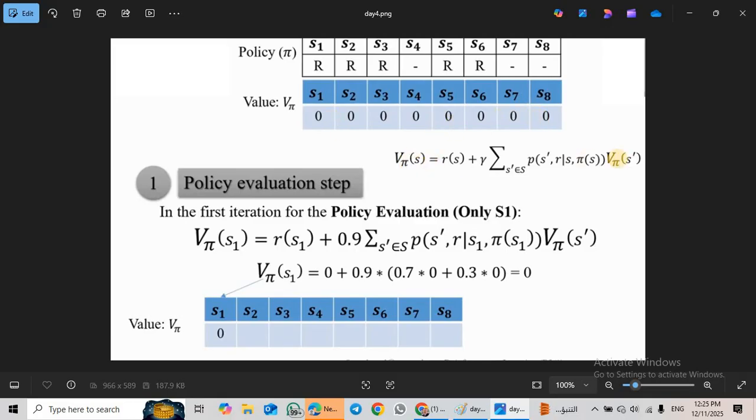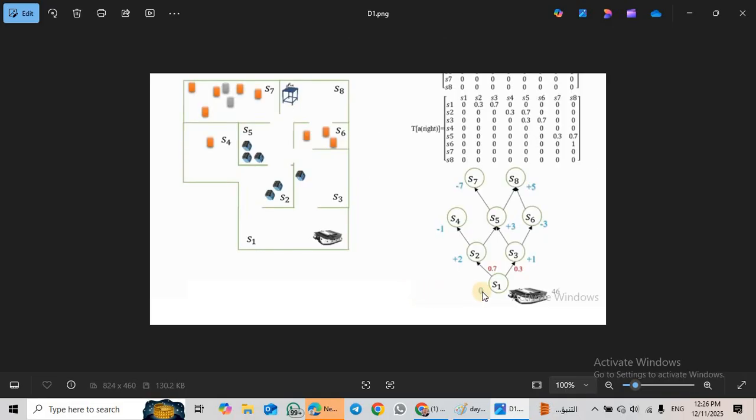We use this formula. Policy evaluation step, first for S1. V pi equals R(S1). R(S1) is 0 from this figure. This is reward 0, this is reward plus 2, this is reward S4 minus 1, reward S3 plus 1, reward S5 plus 3, and this is reward plus 5, and this is reward minus 7, this S6 reward minus 3. Okay.